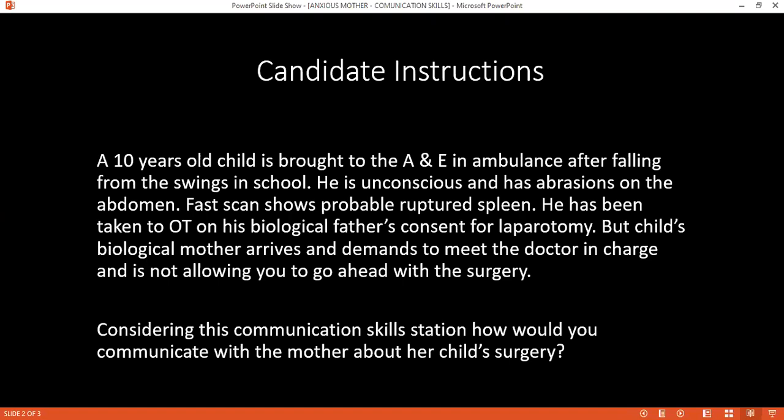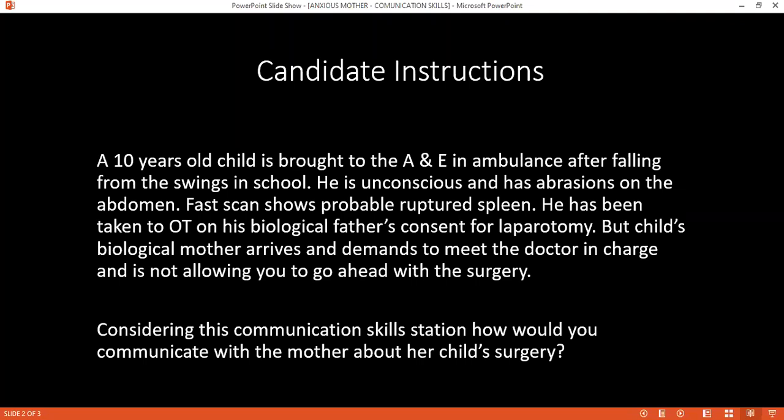Firstly, I'm Dr. Muhammad, one of the surgical doctors. I'm sorry we haven't contacted you earlier, but you have to know that your child has had a fall, and he's in the emergency theater. Unfortunately, we couldn't wait until you arrived because this is an urgent condition. Before we start, I will tell you everything about your child's condition. First, I would just want to know how much you know about what happened.